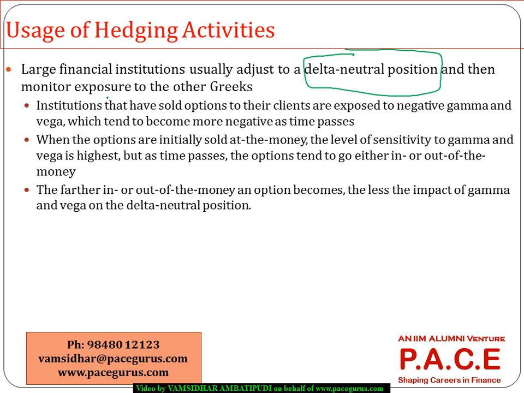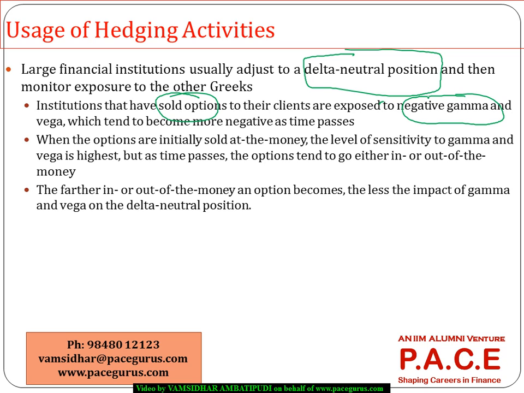But a few more things have typically been observed. If there are companies which have sold options, call option or put option, they are exposed to negative gamma and vega. The reason again being, from a buyer standpoint, we see that the gamma is more predominant at the money. So from a seller standpoint, they are exposed more and more to negative gamma. The more it is at the money, there is a chance that it will be exercised. And the gamma for a seller position is always negative.